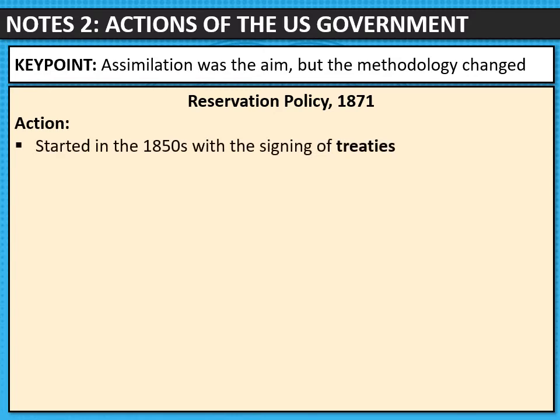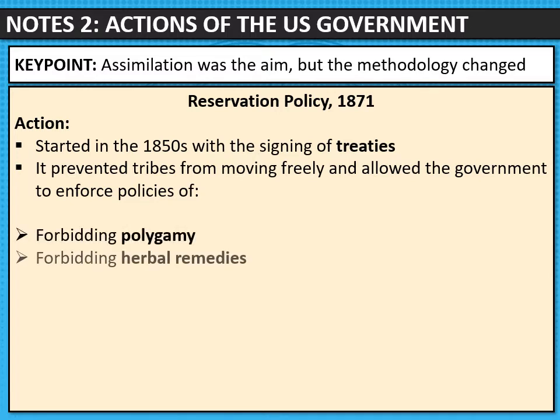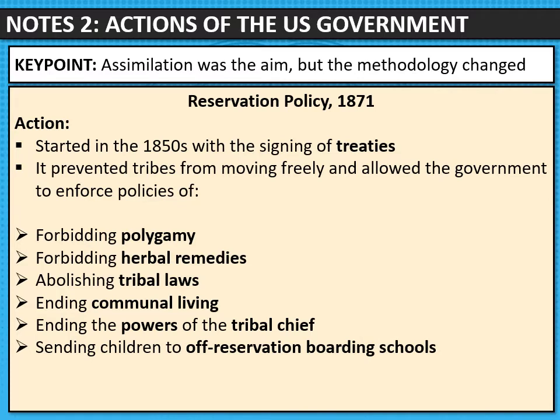Here, the US government has already started this process with the signing of treaties in the 1850s, as mentioned before. These reservations, though, from 1871 were made without consultation. There were no treaties now, they were imposed on Native Americans. And on these reservations, polygamy was banned, herbal remedies were banned, tribal laws were abolished, communal living was ended, and the powers of the tribal chief were also removed. Lastly, Native American children were also sent to off-reservation boarding schools so they could be taught, essentially, white American culture.